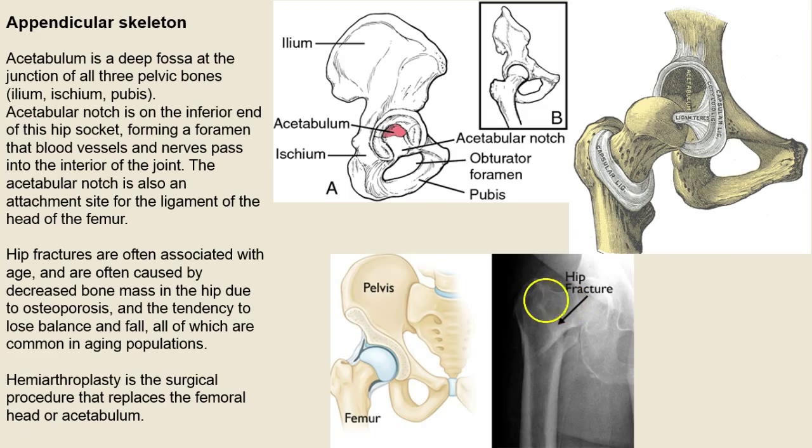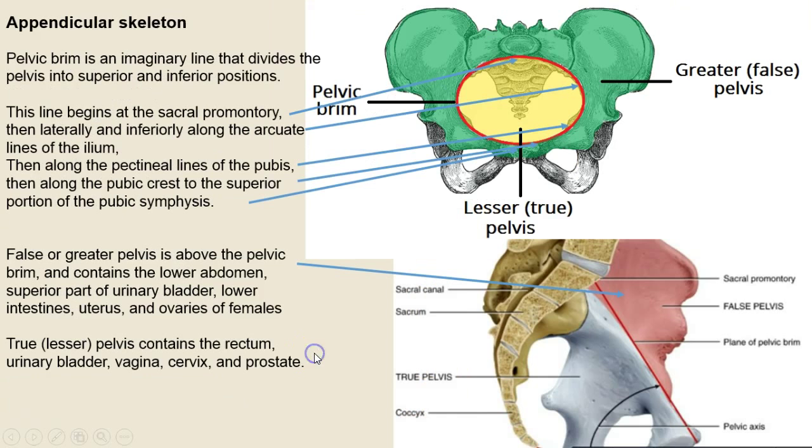Hemiarthroplasty is one surgical procedure that replaces maybe the femoral head here, or it may reconstruct part of the acetabulum. But often now just a total hip prosthetic is put in. Lots of lines here, and this is rather important because this is the pelvic brim, and it's going to be the topic of several slides. The line begins at the sacral promontory.